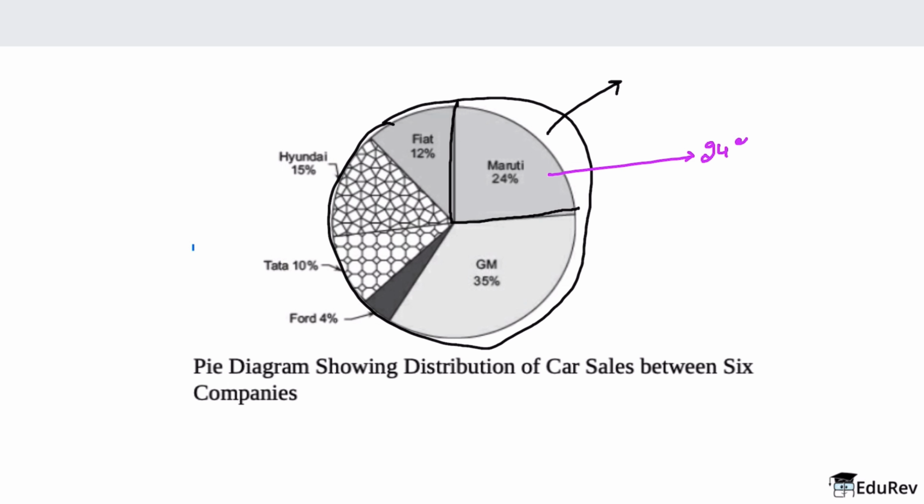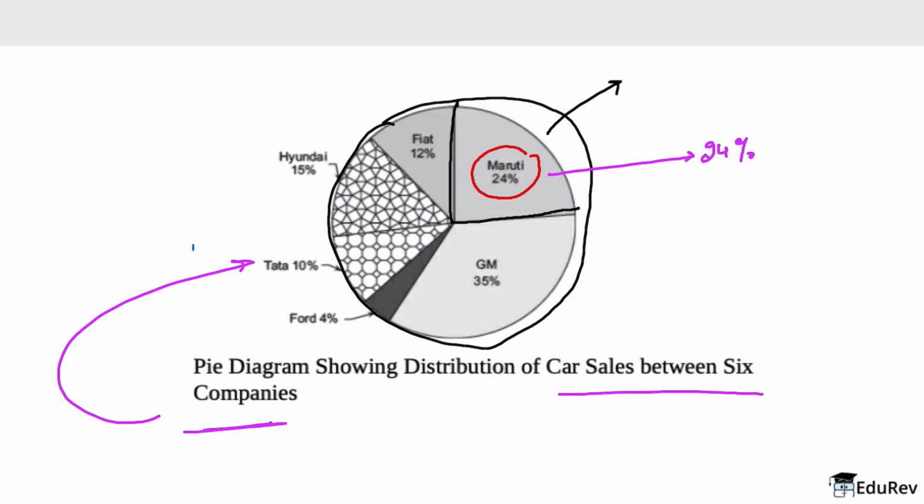So if I talk about the sales between 6 large companies and this pie chart representing that, then I can say that Maruti has 24% of the market share. I can also say that GM accounts for 35% of the total market share. Then Ford represents 4% of the market share. Tata represents 10% of the market share. And similarly, I can say that Hyundai represents 15% of the market share.